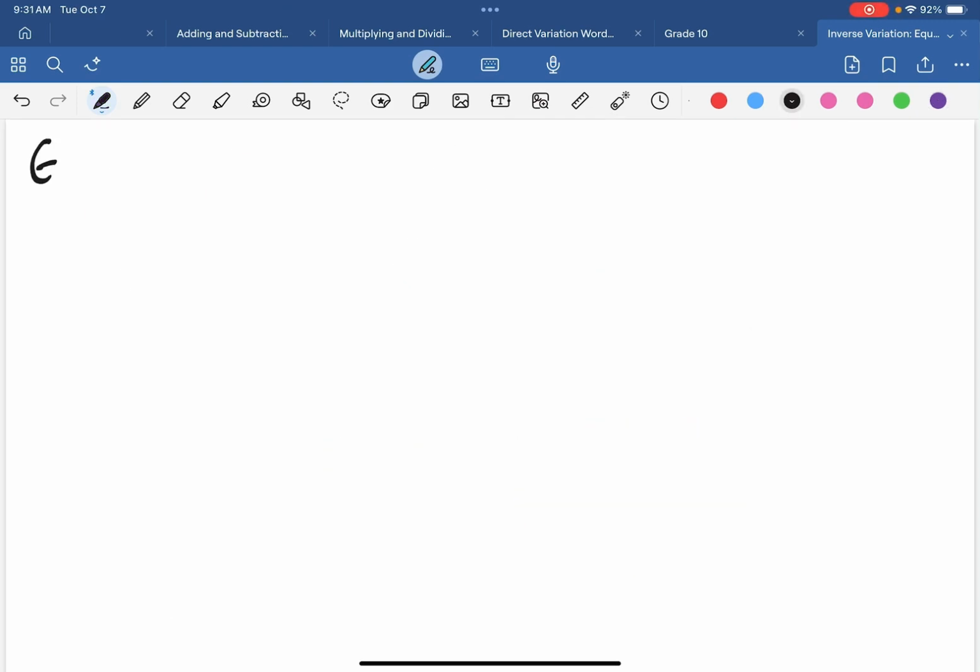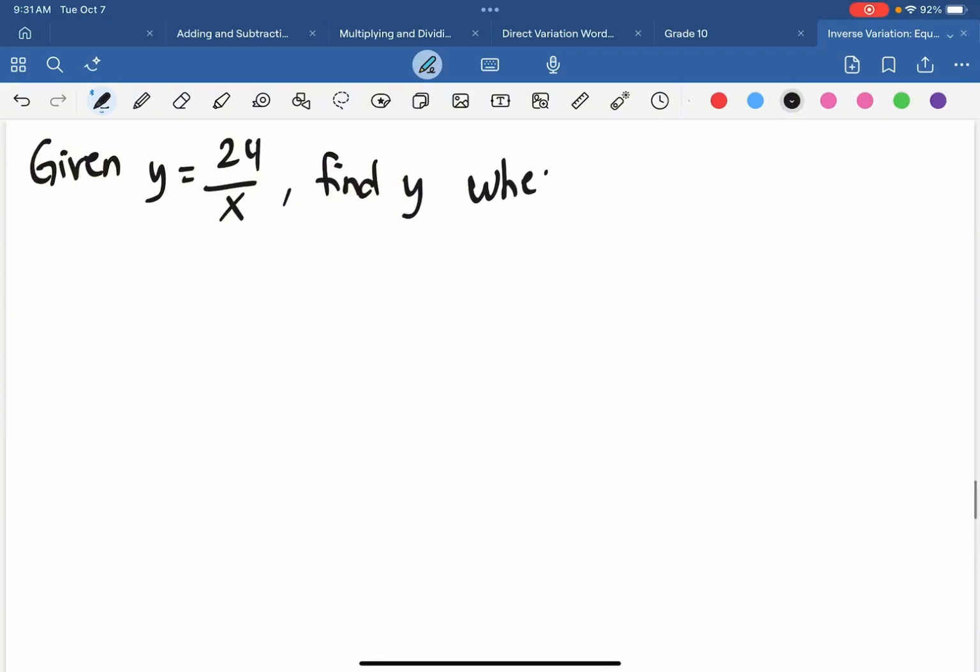Another problem, given y equals 24 over x, find y when x is 6. Based on this, we could just directly substitute the value of x here, which is 6. So you could just do it right away. 24 over 6 is equal to 4.